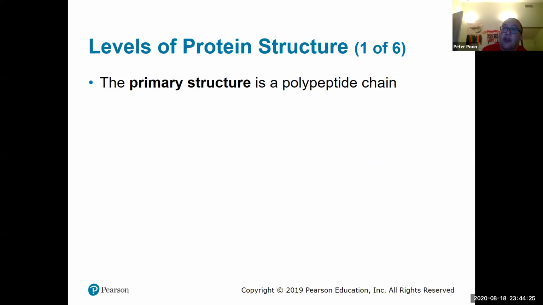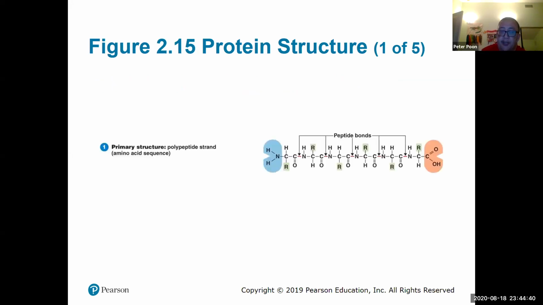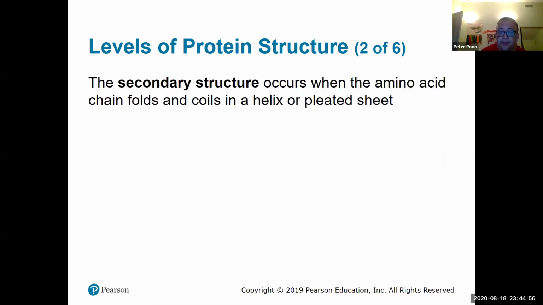Okay, proteins have structure to them. There are 4 levels of protein structure. The first level, the primary structure, is just the polypeptides put together. So here are the polypeptides. They're always written from N to C, from the amino group to the carboxyl group. That is the primary structure.